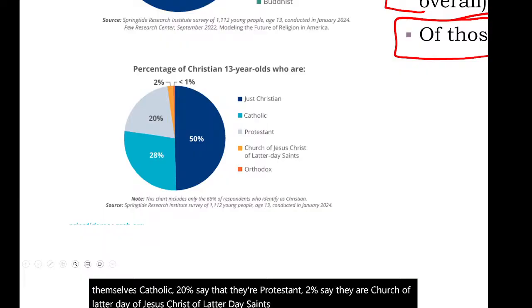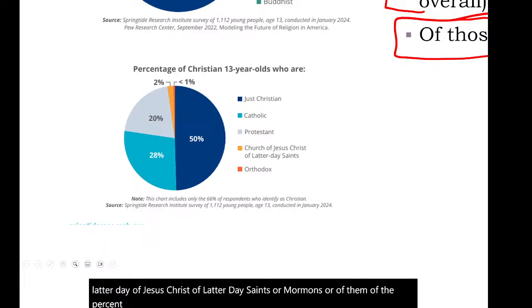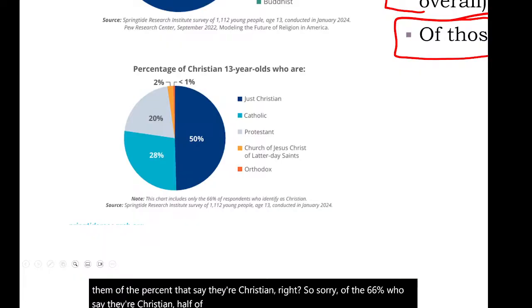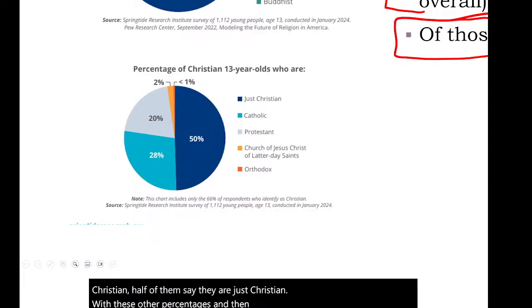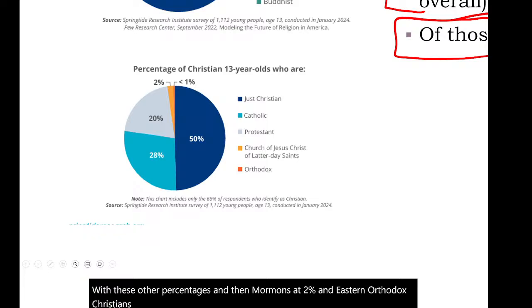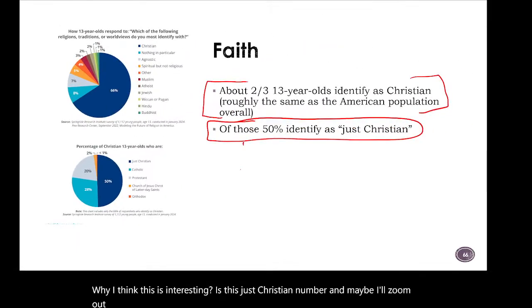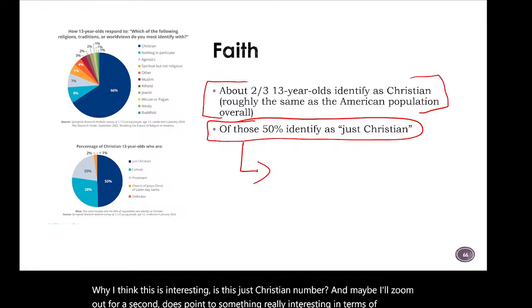Of the percent that say they're Christian, right? So sorry, of the 66% who say they're Christian, half of them say they are just Christian, with these other percentages, and then Mormons at 2% and Eastern Orthodox Christians at less than 1%. Why I think this is interesting is this just Christian number, and maybe I'll zoom out for a second, does point to something really interesting in terms of both social science and religious identification.